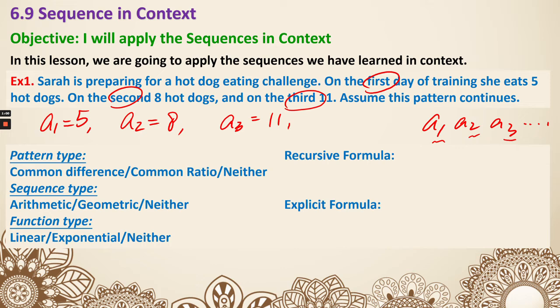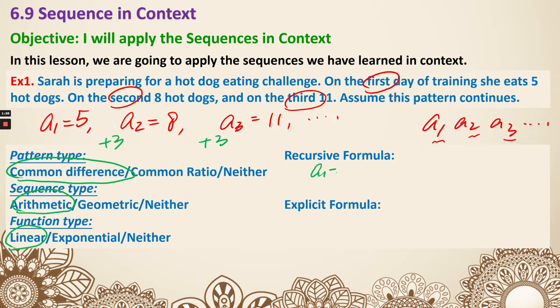Now we can use that to find a pattern. 5 to 8 is adding 3, 8 to 11 is adding 3. And that means it's got to be a common difference. Sequence type is arithmetic, and the function is linear. So this middle part is basically things we have learned. Just this time, we are going to need to generate the sequence from the words by ourselves.